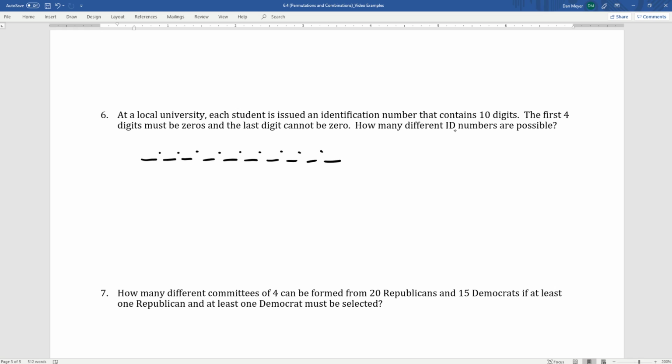10 tasks. For the first 4 digits, they all have to be zeros, so there's only one correct way to complete the task. The last digit cannot be a 0, so there's 9 ways to do that task. And then all the other digits can be any number between 0 and 9, so there's 10 ways to choose a number for each of those digits. All right, so this was kind of a trick question. This ends up being 900,000 when you get them all done.